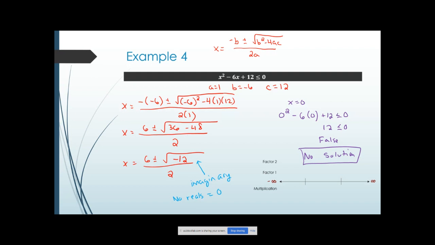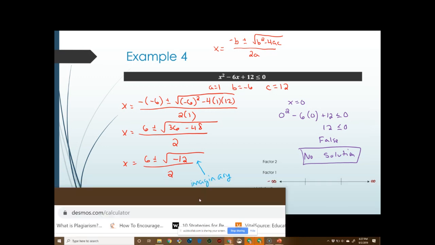Before I move on to rational functions, I want to show you what this means graphically, like on an actual 2D graph, what these things mean.